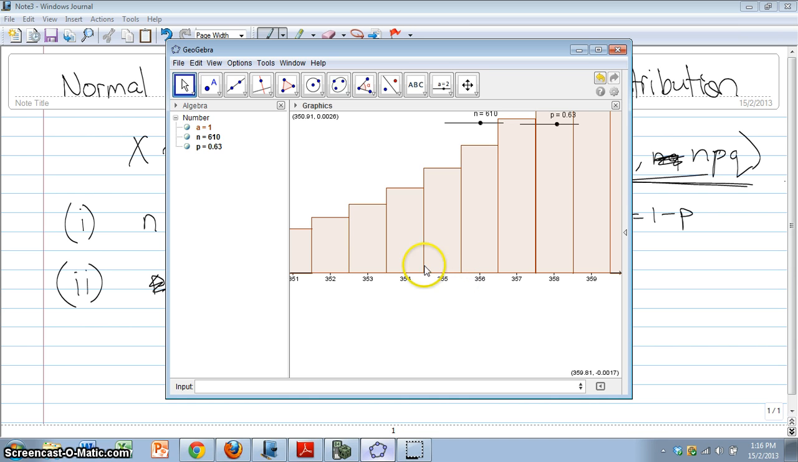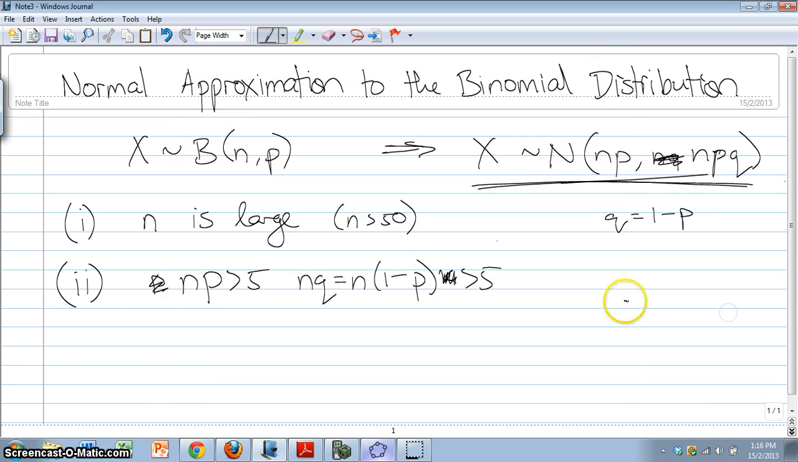That if I want to know something like the probability that x equals 355 under the binomial, where x is still binomial, well, we know we can actually calculate this. This has a number, it has a value, right?